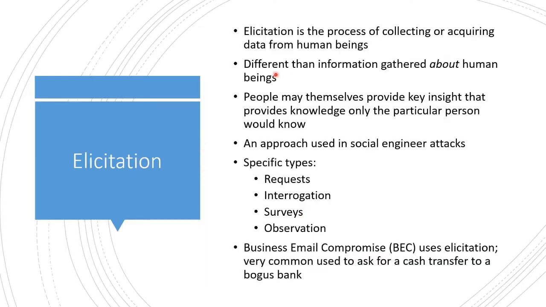Elicitation. This is the process of collecting or acquiring data from human beings. It's different from gathering information about the human beings. We're gathering it from the human beings. People may themselves provide key insights, knowledge that only the particular person would know. So this is an approach we use in social engineering. Types of elicitation: we could just make a request, we could interrogate, we could send out surveys, or we could just flat out observe. Business email compromise, which is a type of phishing, uses elicitation. It's very common to ask for a cash transfer to a bogus bank.